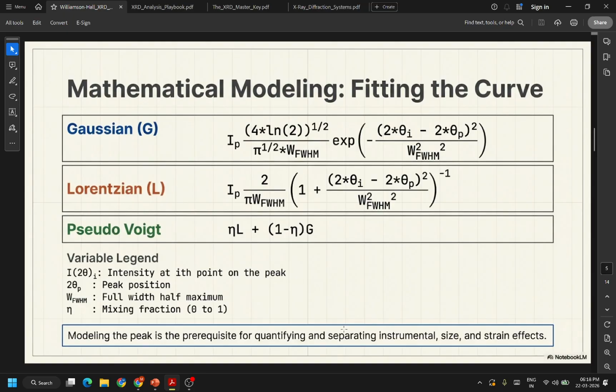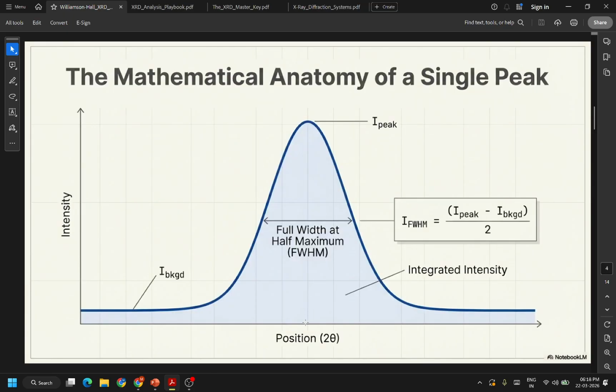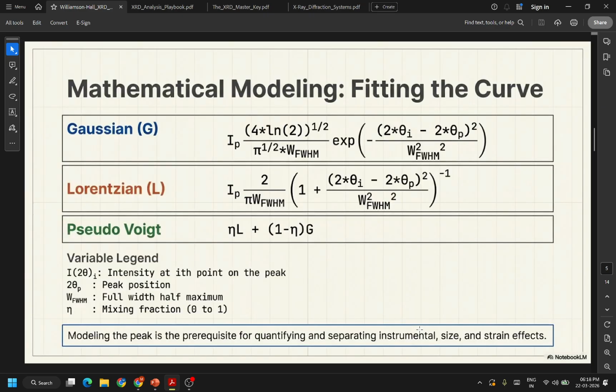Now, as you see, the peak here has some shape to it. This shape can be fitted with three different functions. One is your Gaussian, one is your Lorentzian, and one is your pseudo-Voigt, which is a linear combination of your Gaussian and Lorentzian functions.